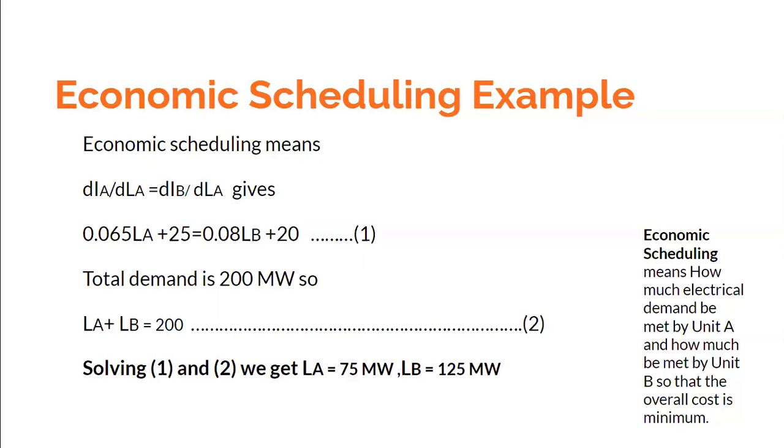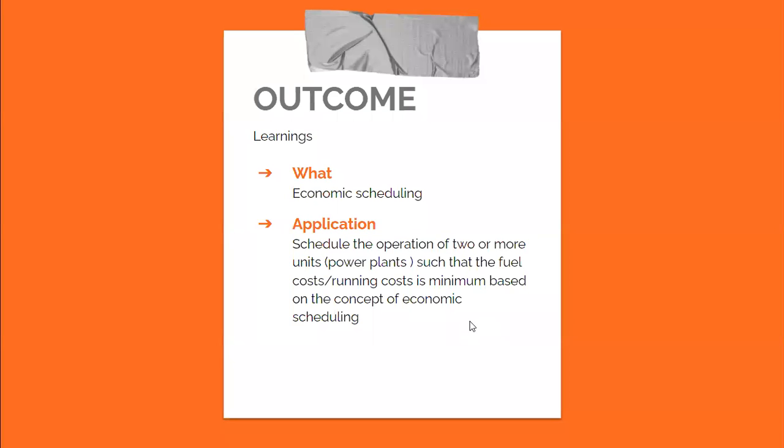You get a very interesting result: LA is equal to 75 megawatt and LB is equal to 125 megawatt. In other words, if we operate this power system to meet the demand of 200 megawatts such that unit A handles 75 megawatt and unit B handles 125 megawatt, the total fuel cost would be minimum. It would be the economic scheduling. I hope this is very clear to you.